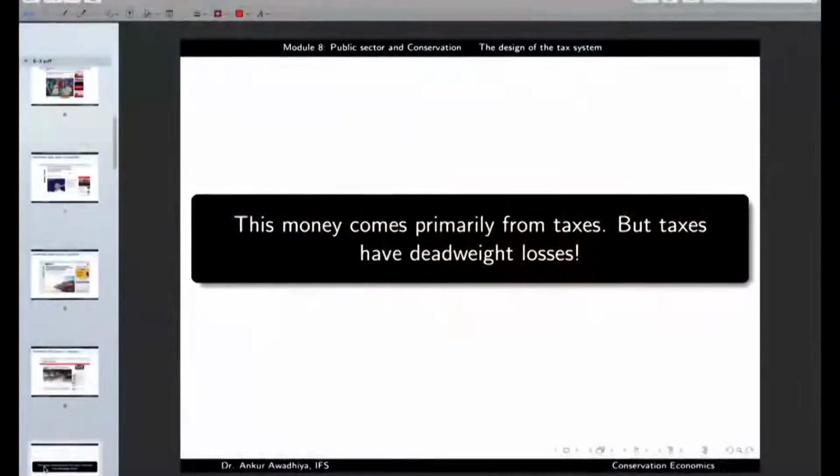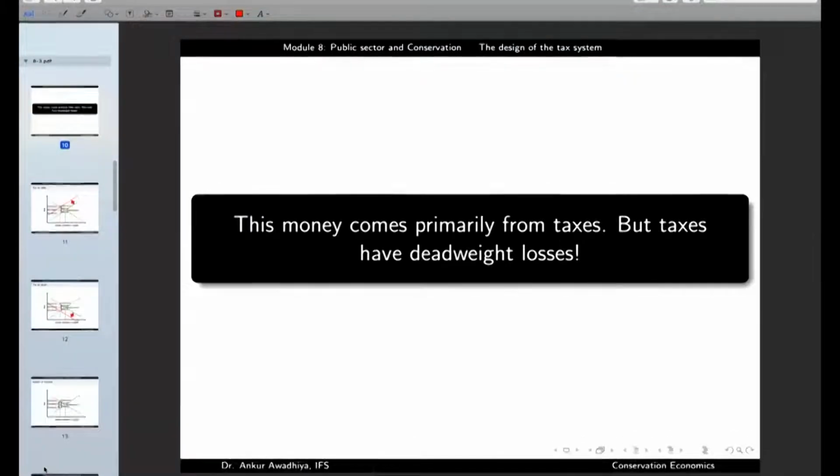how should the government decide how much amount of tax to impose on people, who is going to pay the taxes, are the rich people going to pay the taxes, or are the poor people going to pay the taxes, or are we going to have a system in which everybody pays the same amount of tax? How do we decide between these things? And because these are important, they have important ramifications for conservation, so we need to understand them in the context of conservation economics as well. And the most important point about taxes is that taxes have deadweight losses.